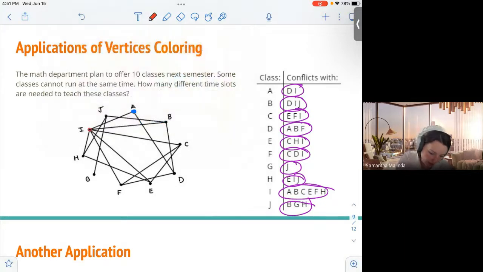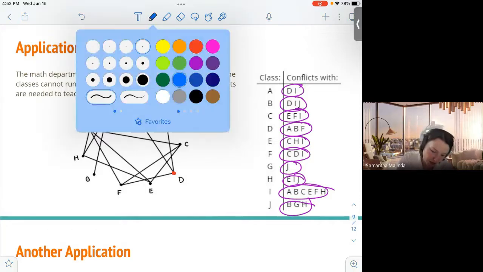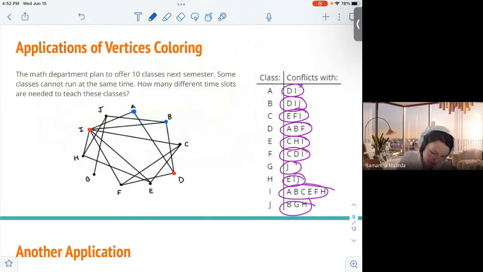So let's make I red. And I is actually never connected to D itself. So let's make D red also because we want to duplicate. Then I might go to B. B is connected to both I and D, which are red. So I'm going to make B blue because not connected to A. So we're going to duplicate.